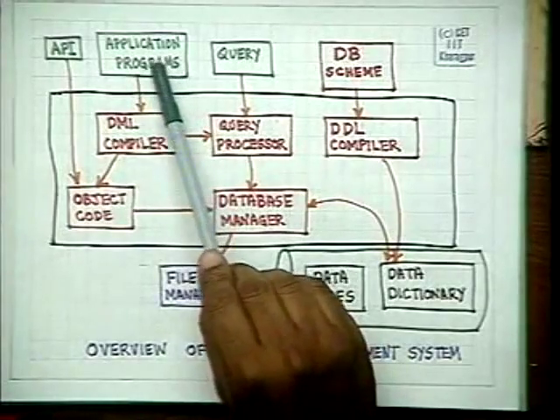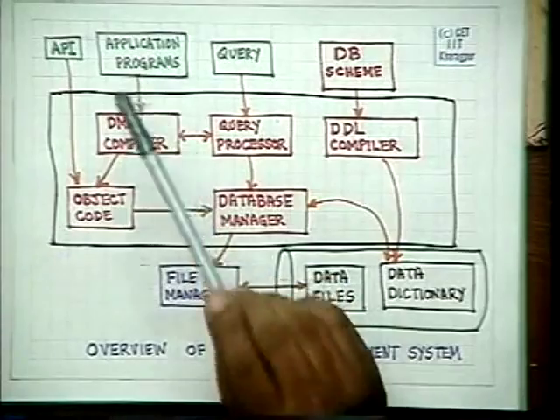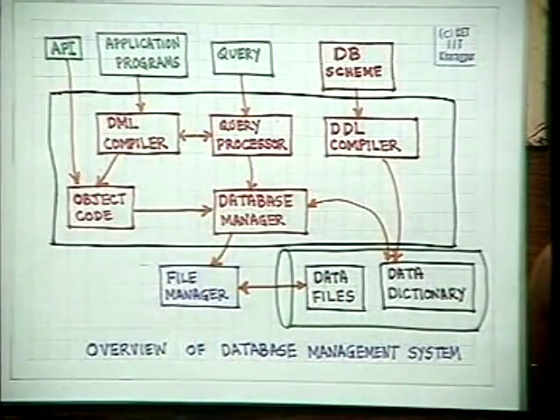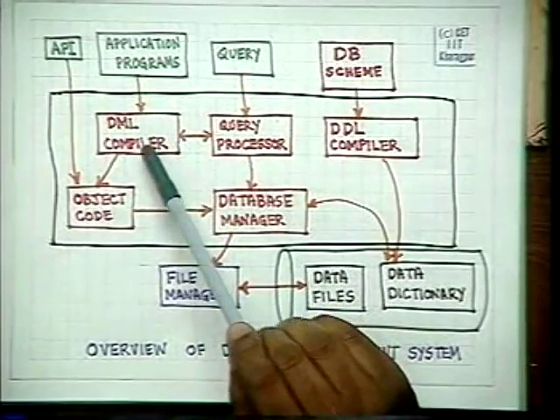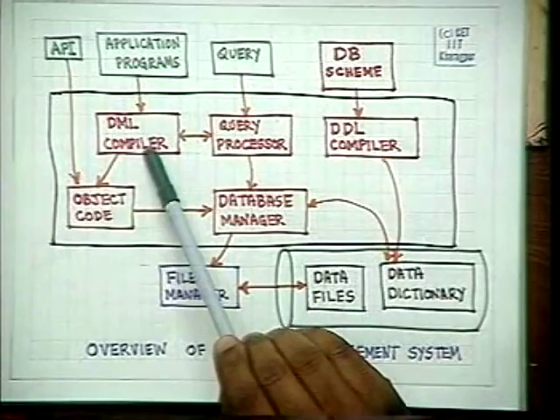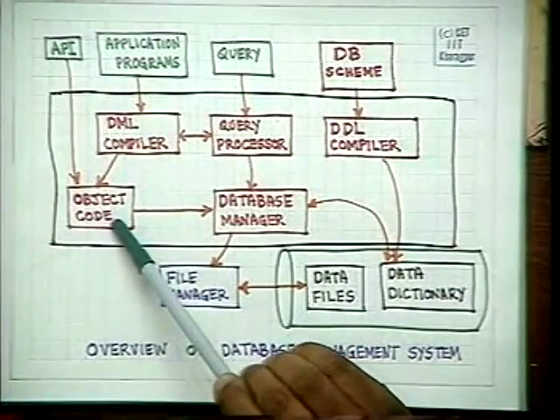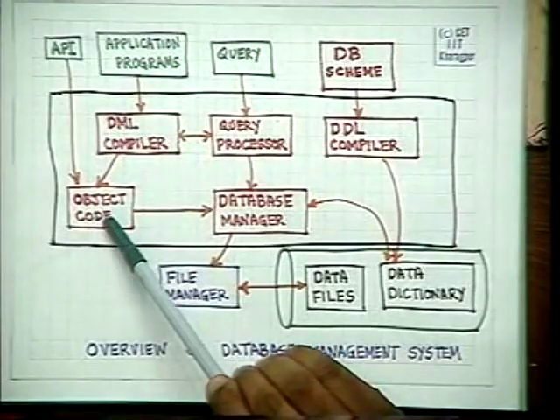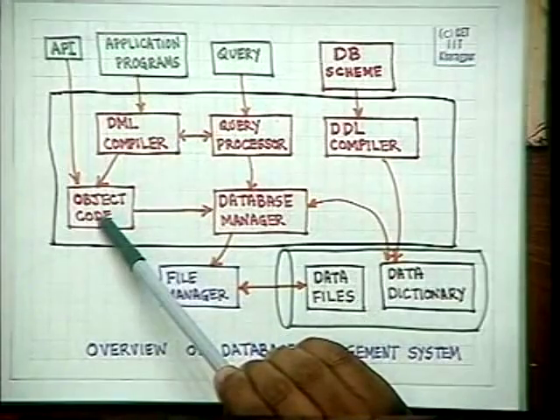Now what happens to an application program? An application program is written in the data manipulation language. It will be written in DML. Now it will have to be compiled, and once it is compiled, since it is a program, what will be generated? An executable object code will be generated from this program, and this executable object code will be run after this compilation is over.